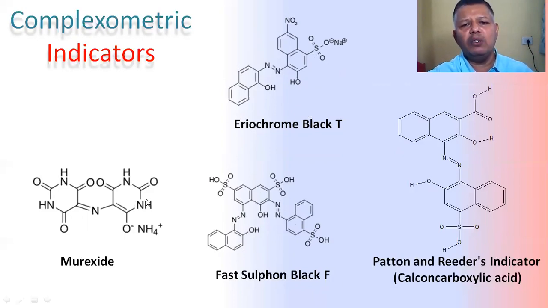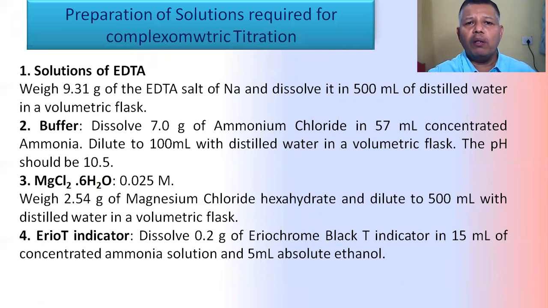Now in this way, there are so many types of indicators, but these indicators are generally used for titrations of alkali metals, alkaline earth metals, as well as transition metal ions. Now for this titration, we have to prepare the solution properly. For example, to prepare the EDTA solution, exactly 9.31 gram of EDTA, that is the sodium salt, disodium EDTA, is dissolved in 500 ml of distilled water to get the solution for the complexometric titration.